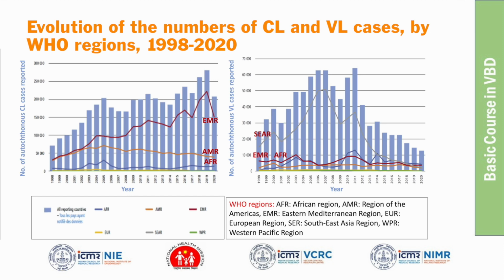Then if you look at the right panel, it shows the number of VL cases reported from 1998 to 2020. You can see very clearly that the Southeast Asian region contributes the highest burden compared to all other regions. It starts increasing in 1998, reaches a peak in 2007, and then again in 2012 it declines over a period of time until 2020. Most of these cases occur in the Southeast Asian region, secondly in the Eastern Mediterranean region, and then the African region.